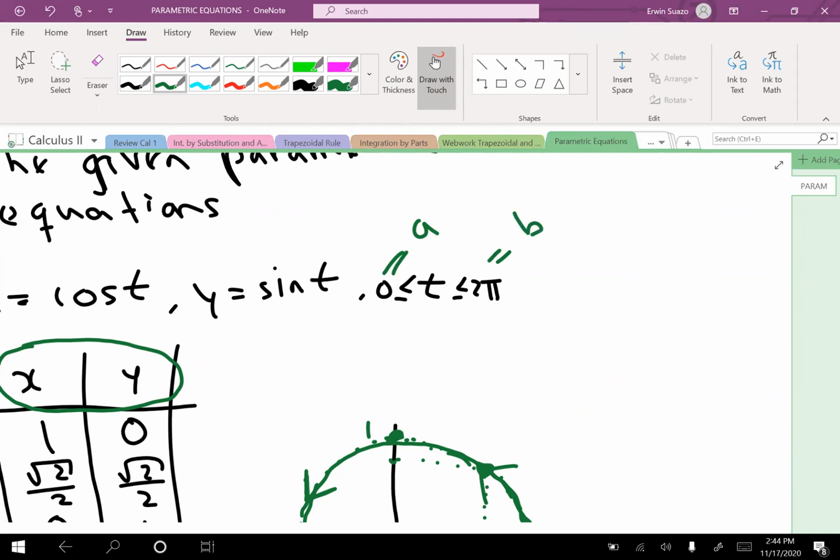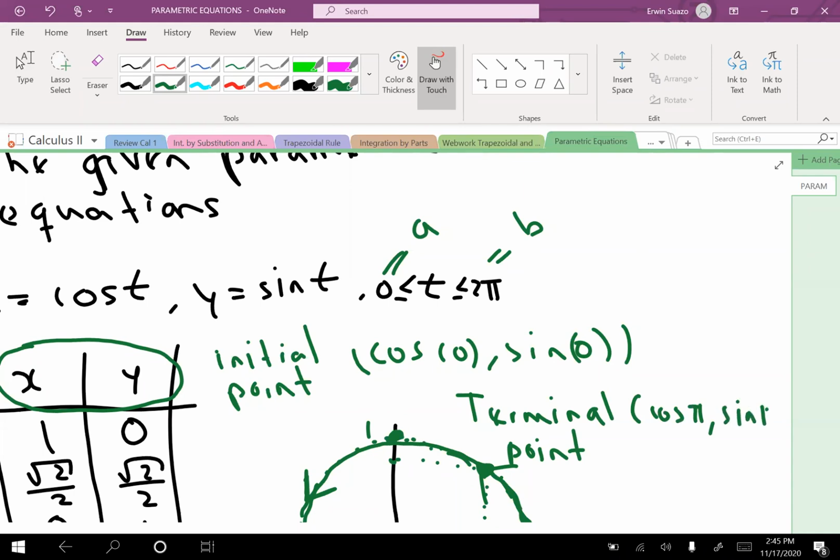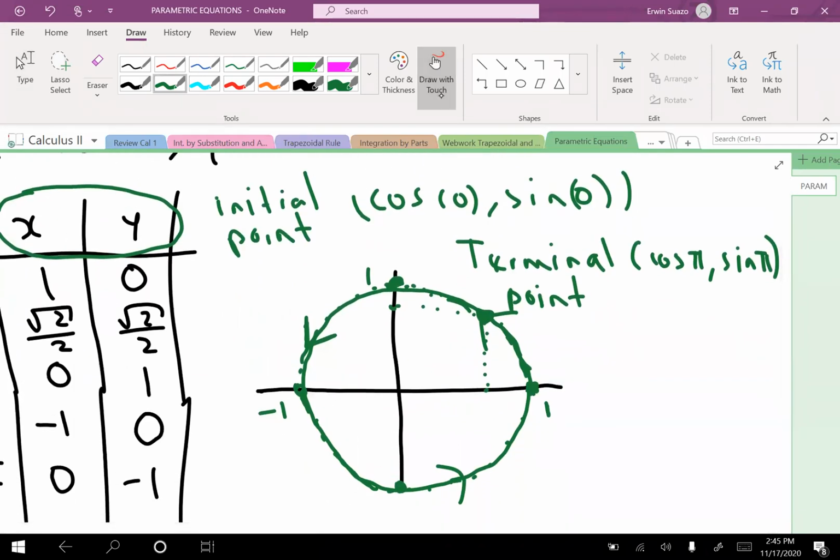So my starting point is cosine of 0, sine of 0, and let's call it initial point. And then my terminal point. Let me change color. Terminal point is cosine of 2 pi, sine of 2 pi. So that's why you started at this point.